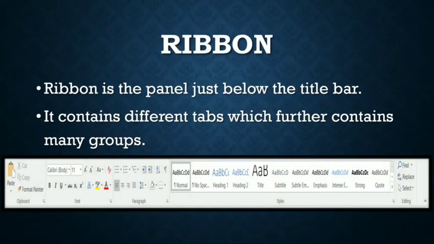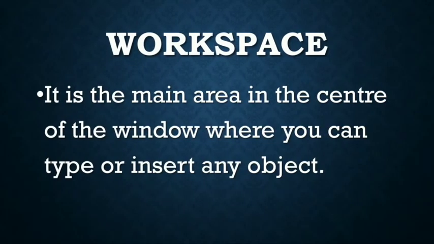Now the next component is ribbon. The wide ribbon which contains different features we can easily use in our document. Okay, this is the white ribbon. Ribbon is a panel just below the title bar. Title bar के ठीक नीचे ये पैनल होते हैं. It contains different tabs. अलग अलग तरह के टैब्स होते हैं, different features which help to work on the MS Word.